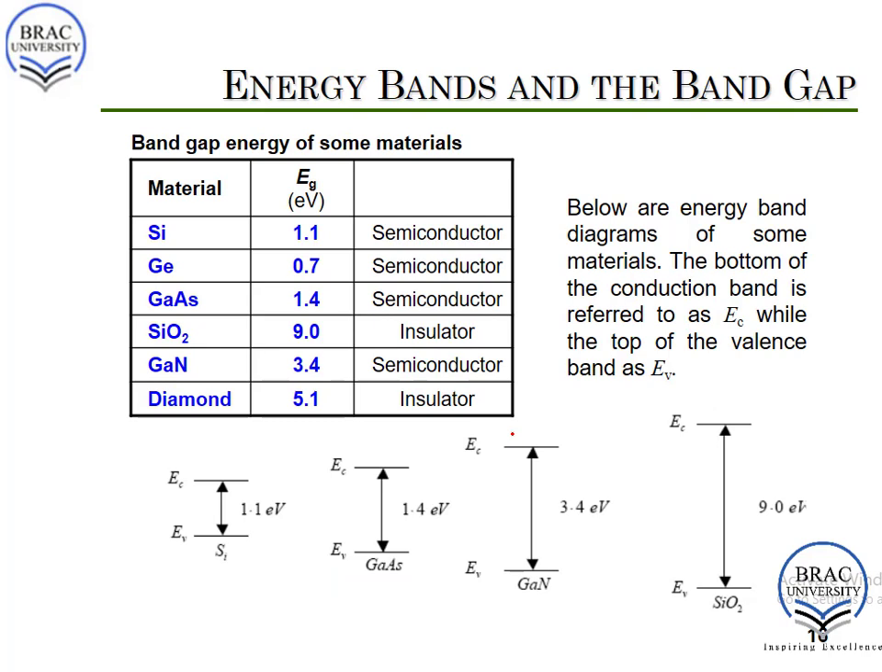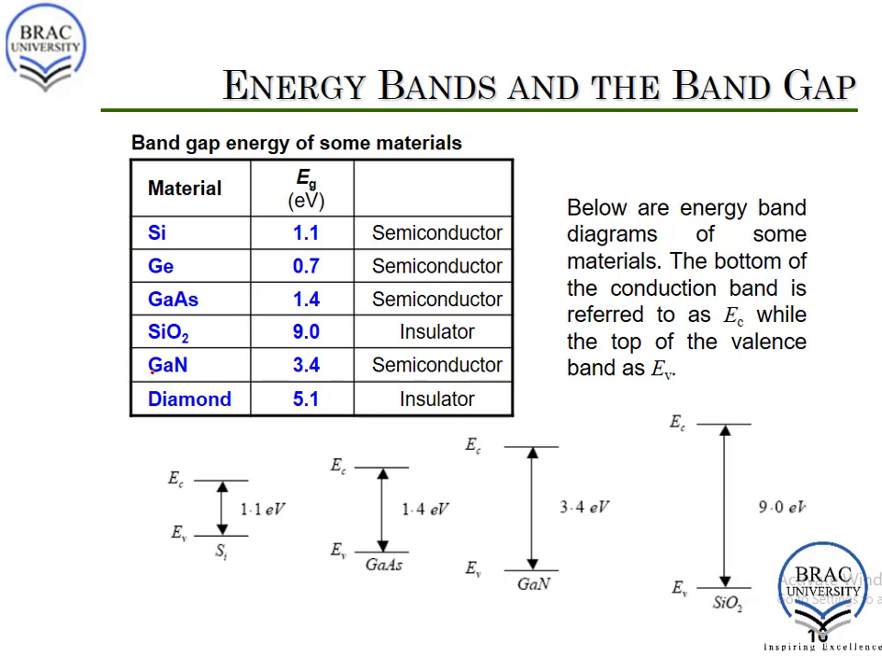So here is a chart of band gaps of some popular materials. Silicon has a band gap of 1.1 electron volts. Germanium has a band gap of 0.7 electron volts. Gallium arsenide, which is a compound semiconductor, has a band gap of 1.4 electron volts. Silicon dioxide has a band gap of 9 electron volts. As we can see, the band gap of silicon dioxide is greater than 5 electron volts. That's why it's not a semiconductor; it's an insulator. In spite of having silicon in it, silicon dioxide is not a semiconductor.